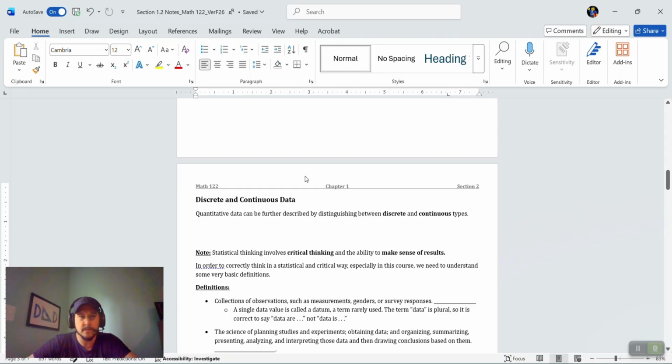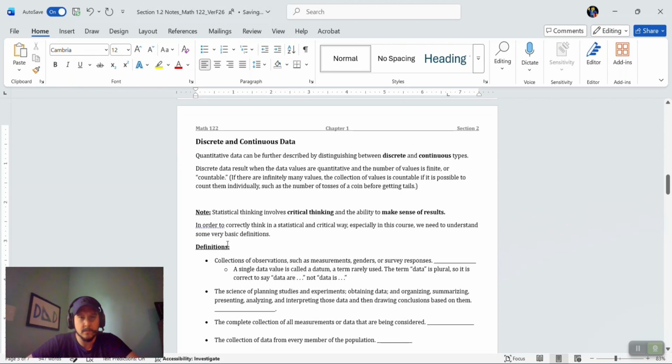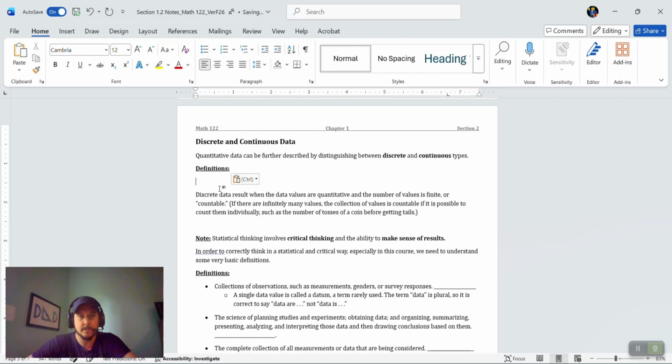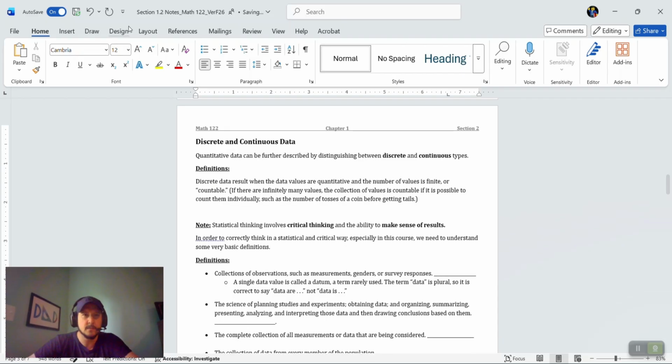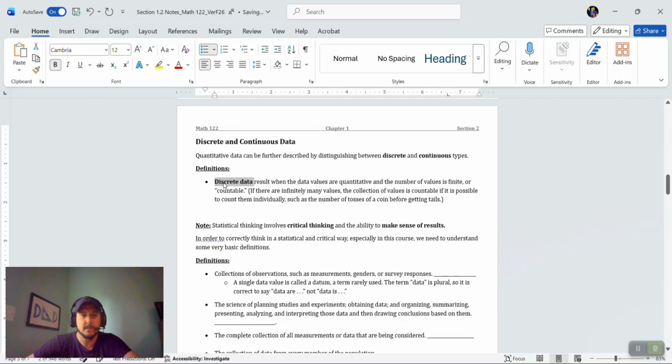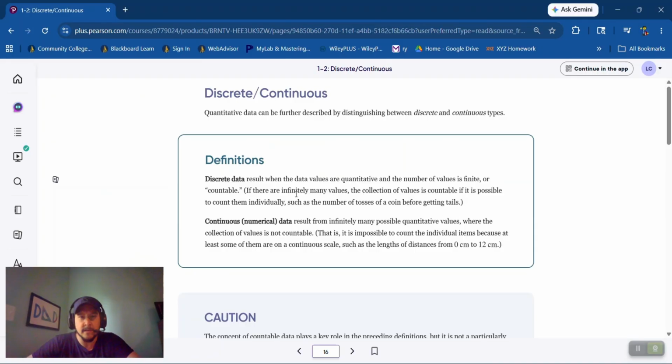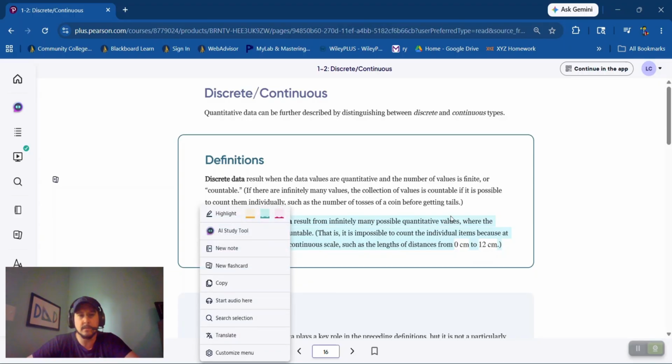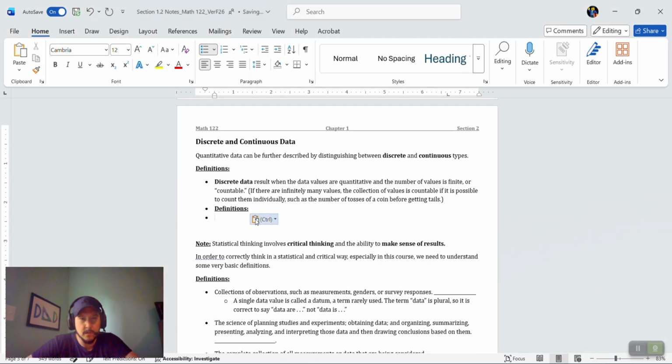Okay. Definitions. PowerPoint. Discrete data. What I did to do that with keystrokes is that I just held Control and pressed B down. Control bold, I think of it as. And then, oops.